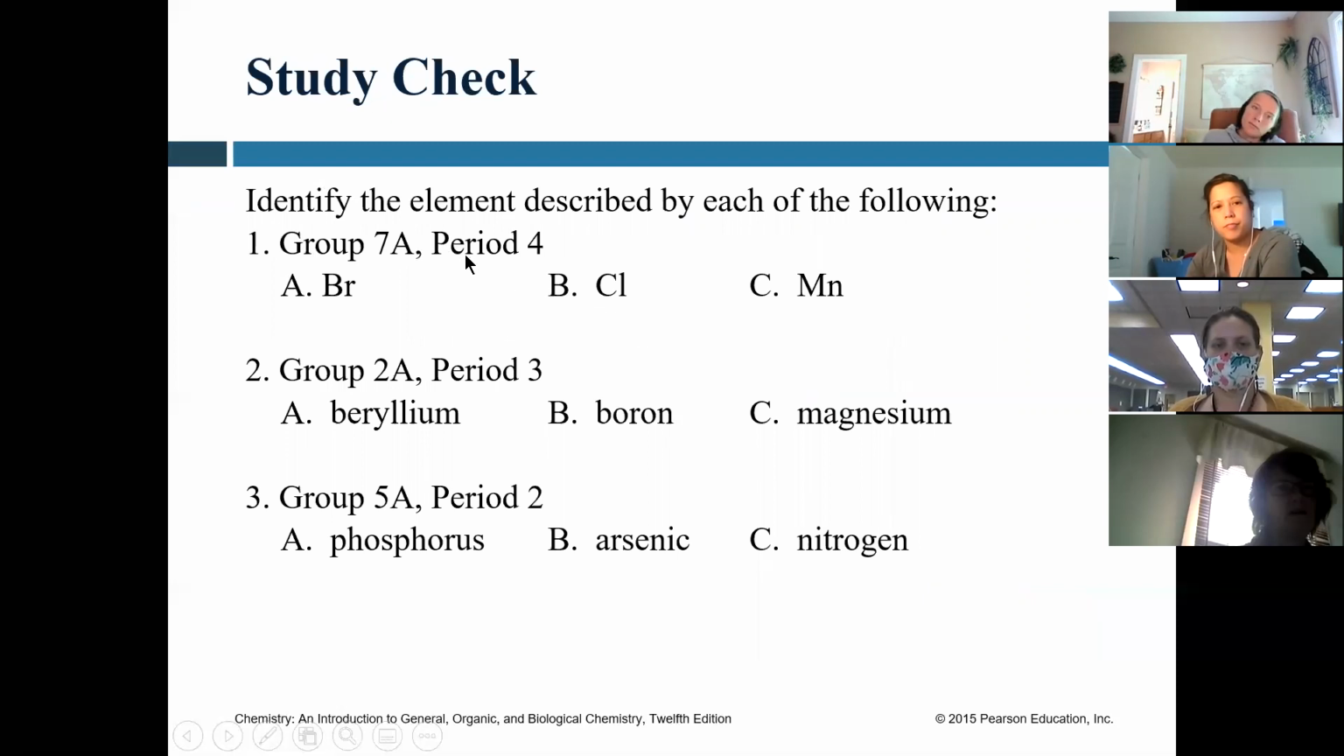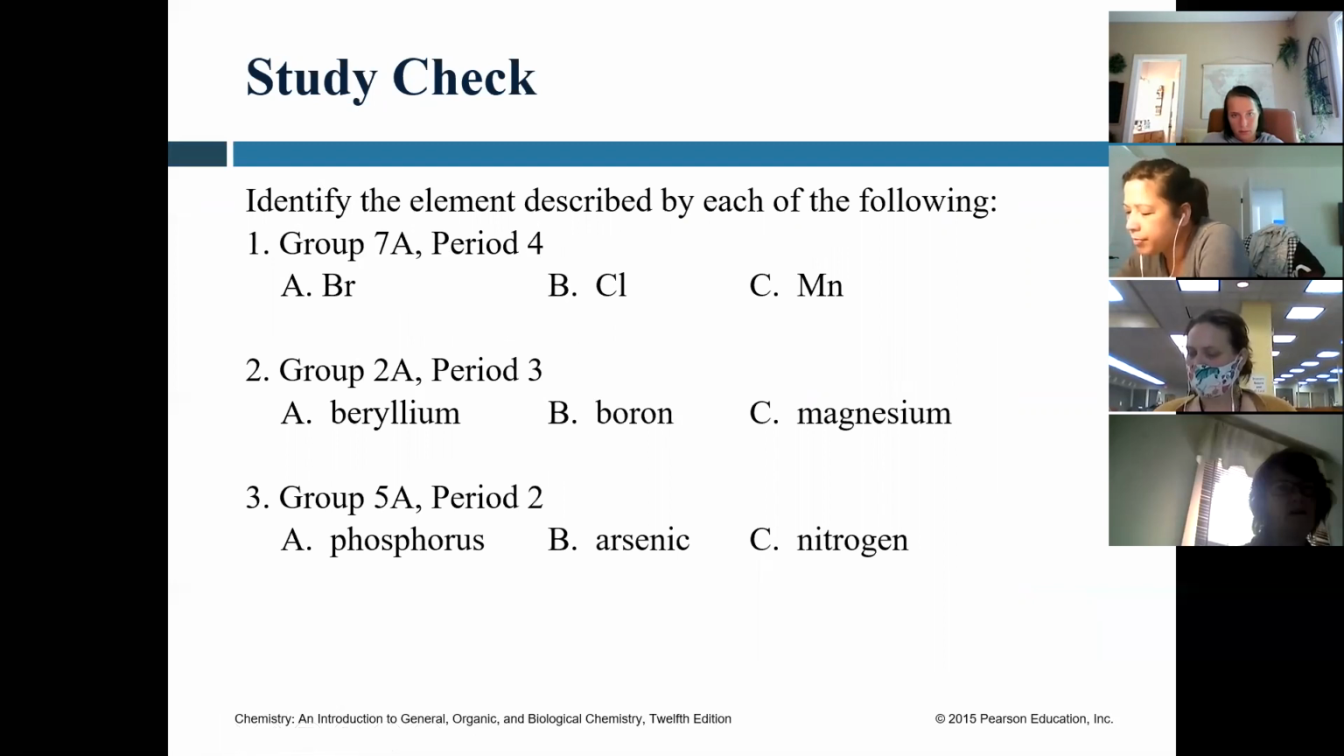So I want you to pick out the right one here. It says, identify the element described by each of the following. It's in group 7A and period 4. Group 2A and period 3, and group 5A and period 2. So again, just getting comfortable with your periodic chart. Figure out which group you're going to, which is your column, and then move down from there.